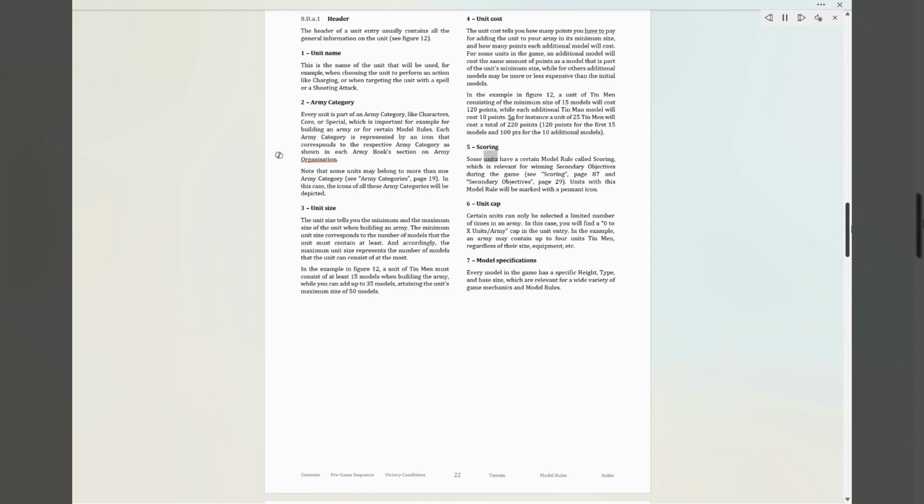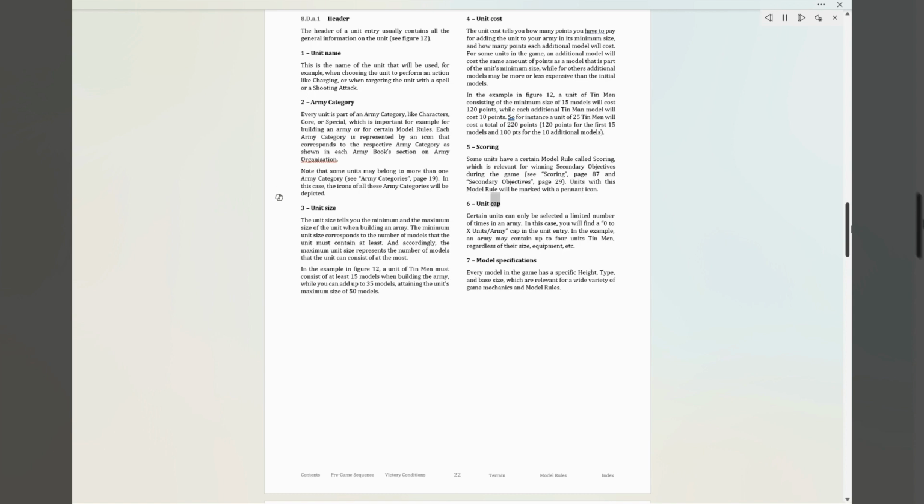Scoring. Some units have a certain model rule called scoring, which is relevant for winning secondary objectives during the game. See Scoring, page 87, and Secondary Objectives, page 29. Units with this model rule will be marked with a pennant icon.